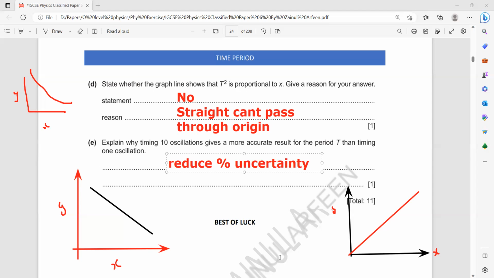Is this question clear? Yes, sir, clear.